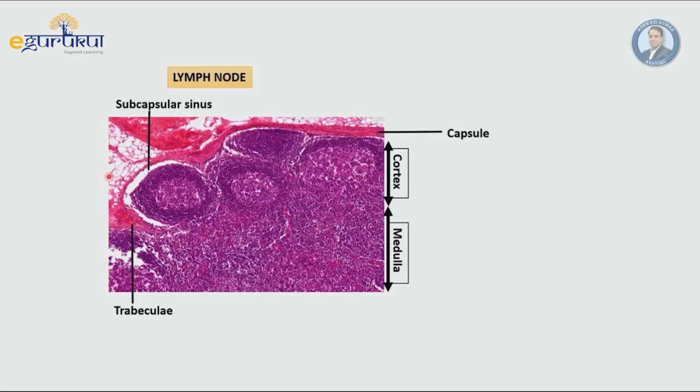Lymphatic nodules, which predominantly have B lymphocytes, are present only in the cortex part of this lymph node, which is again a differentiating feature when you compare it with the spleen. They are present only in the cortical part, which has a central part, if you see, that is lightly stained, called the germinal center. That is the germinal center, the central part here.